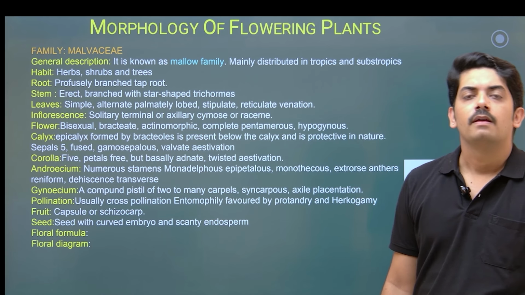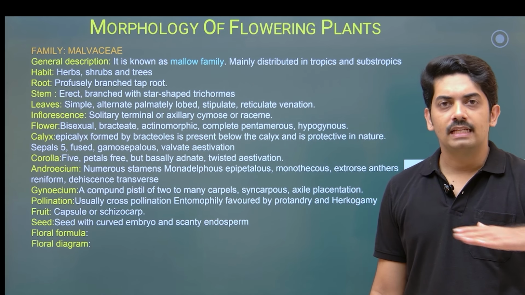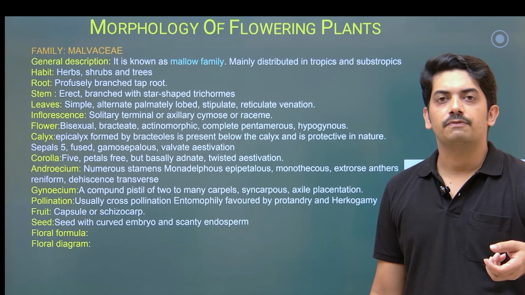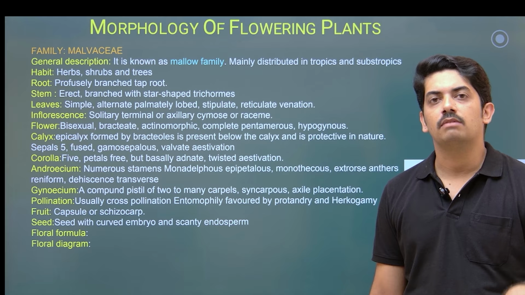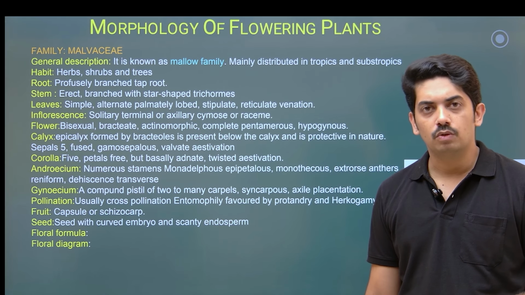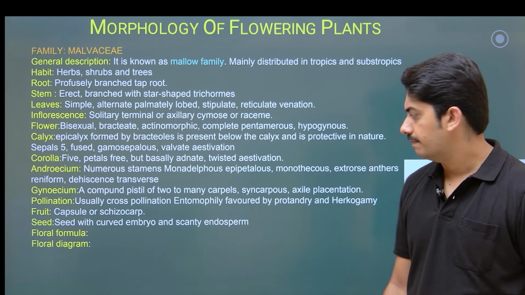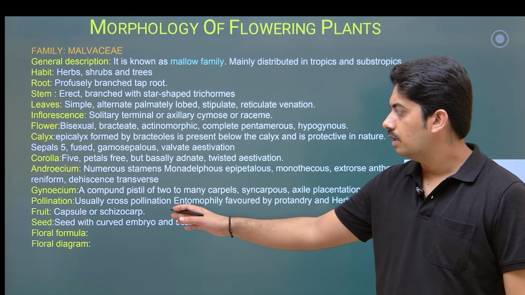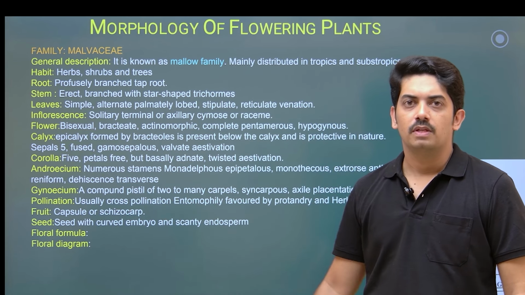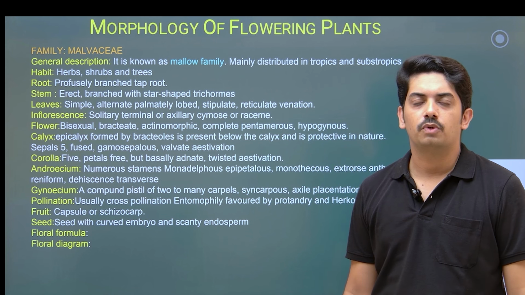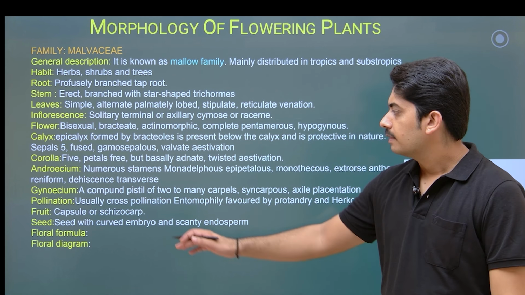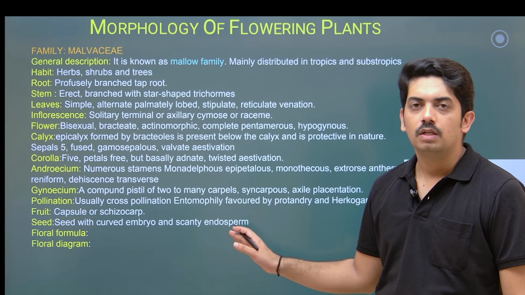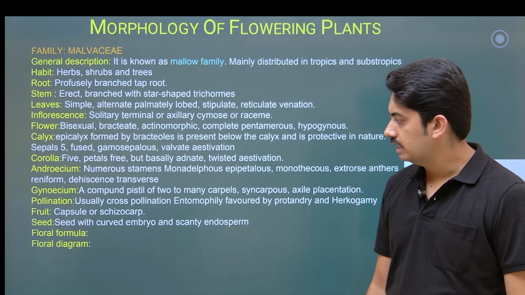Hercogamy means here there is a physical barrier, so even the fertile pollen grains from the same flower deposited on the stigmatic surface, it won't allow the pollen grains to germinate. So that condition is called hercogamy. And fruit capsule or schizocarp. You just imagine the fruit of lady's finger. Okay. Then seeds with curved embryo and scanty endosperm. Okay, very little endosperm is present.